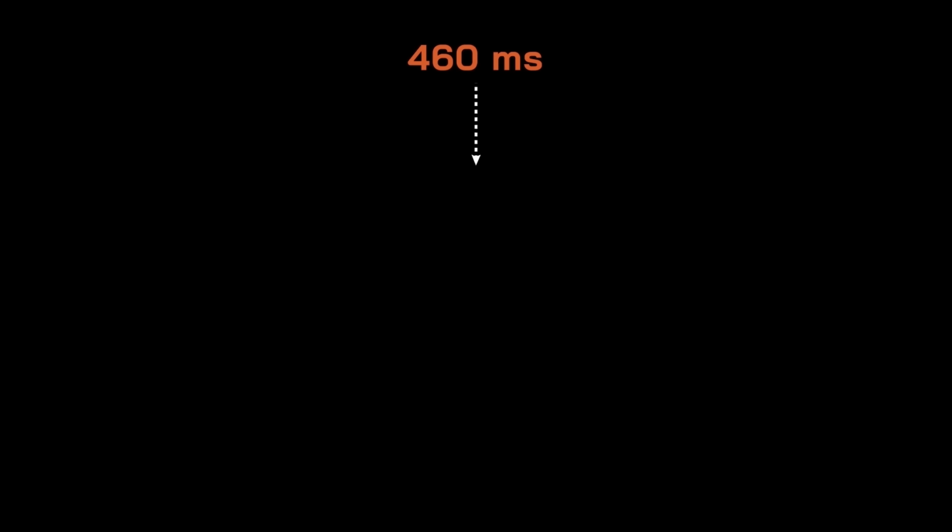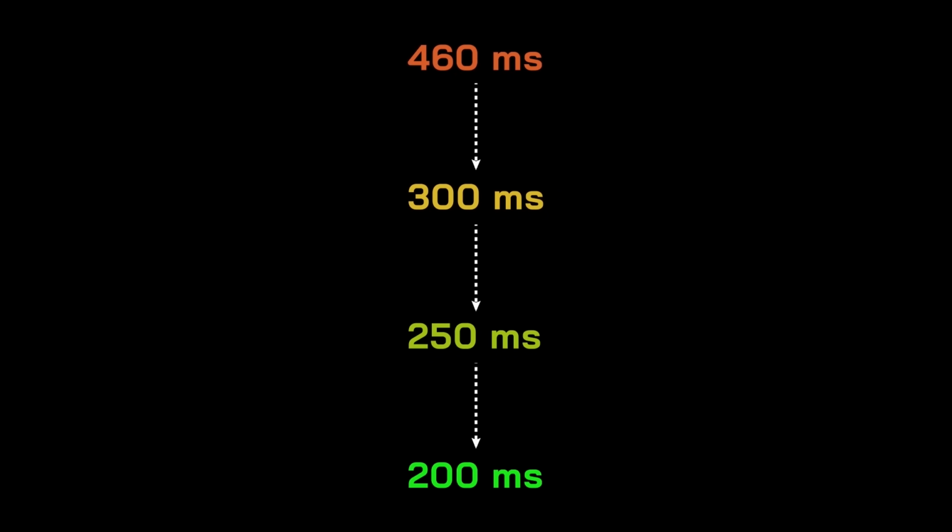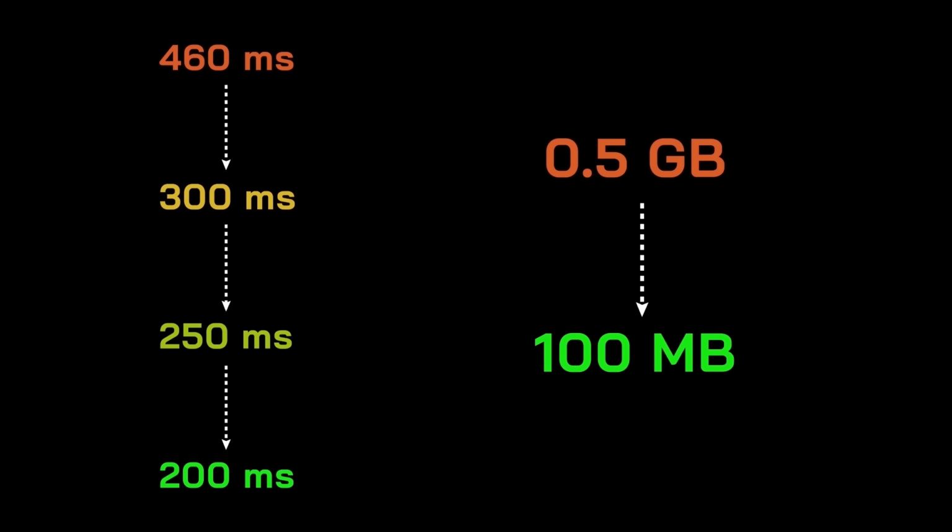So far, we were able to take our app from 460 milliseconds all the way down to 200 milliseconds, a 56.5% improvement. We were also able to get our memory footprint down from half a gigabyte to just 100 megabytes, an 80% improvement in memory usage. This is a good start, but of course there's a lot that goes into building production-grade Rust applications.